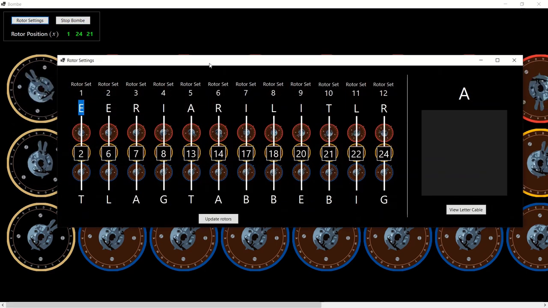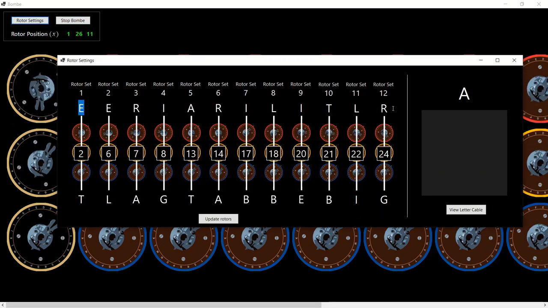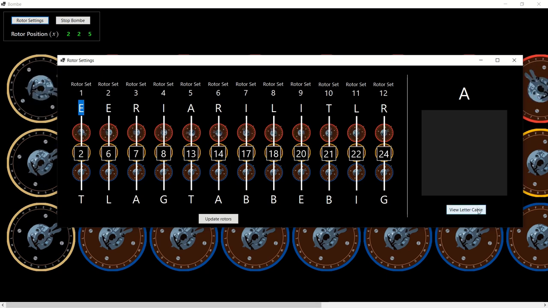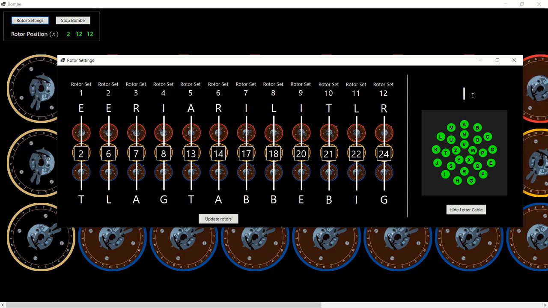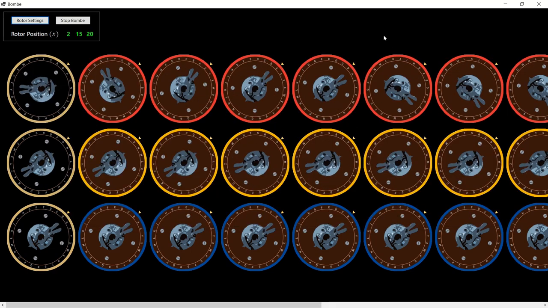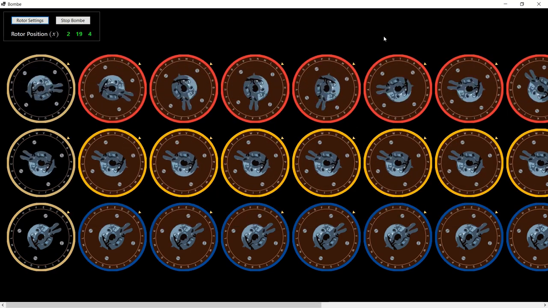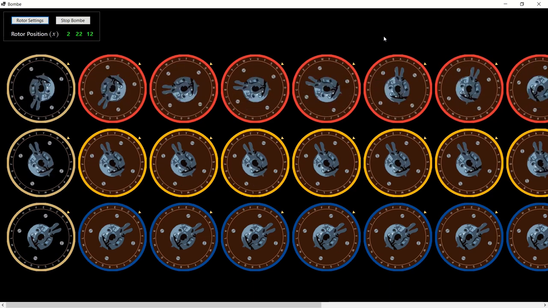Let us take a look at the wires in the cable sets. For letter A, we can see that all the wires are carrying voltage. Same for E. Same for the rest of the letters. The Bombe is searching for a rotor position where it can find an isolated wire, that is, a single wire carrying the voltage. When that happens, the machine will stop running.